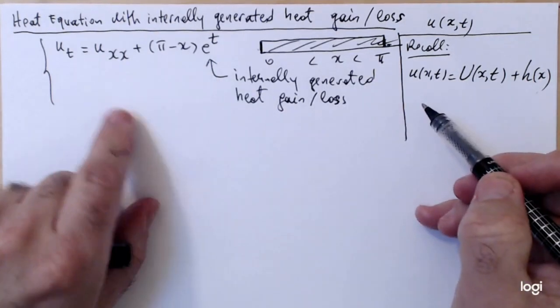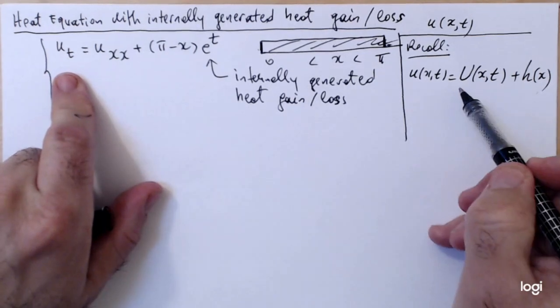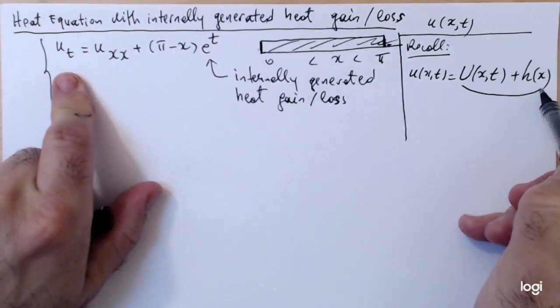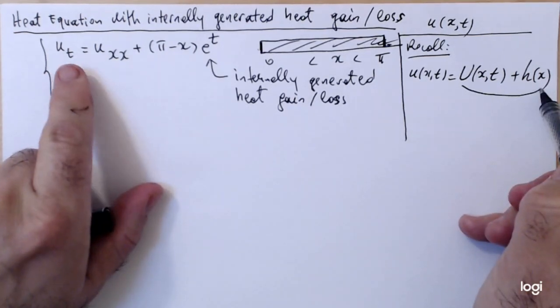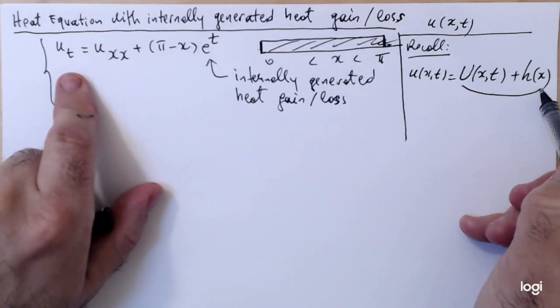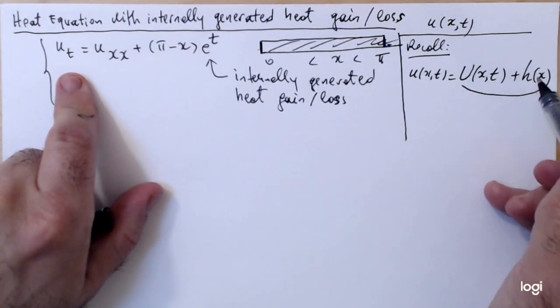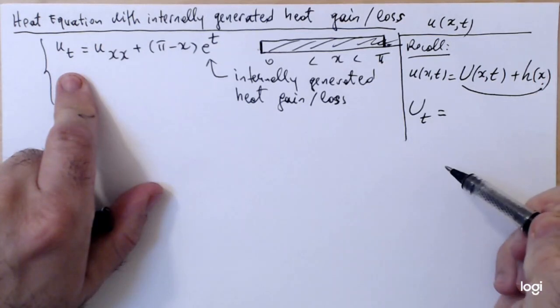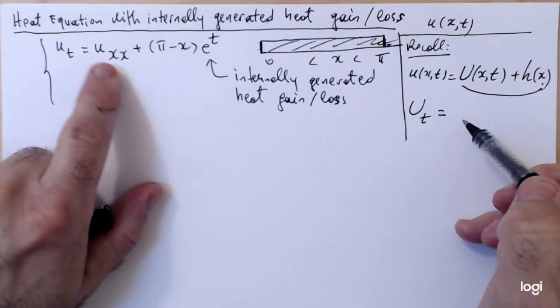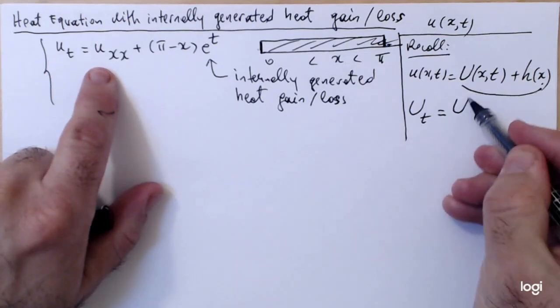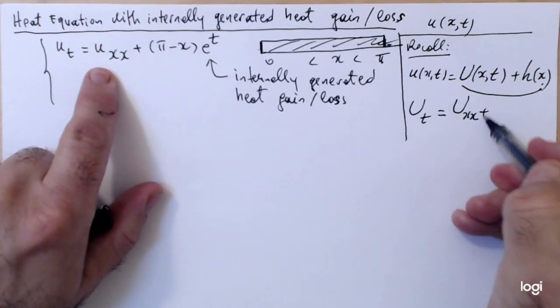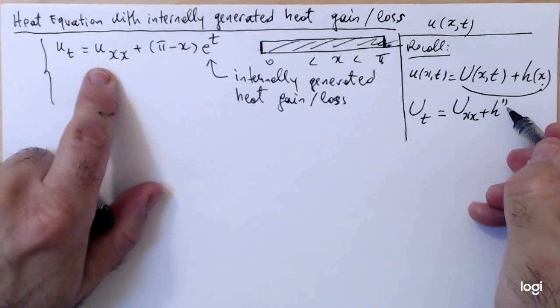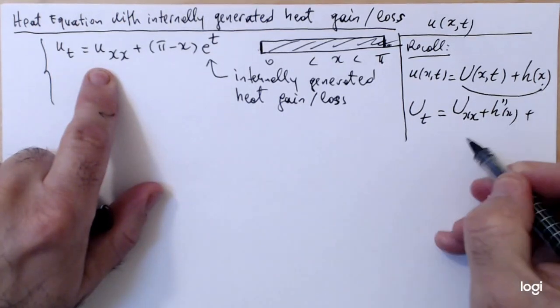So if that were the case, I mean, if I try to do the same thing here, if I plug in this quantity into the PDE, when I take partial t, h disappears, of course, and you have big U partial t. And on the right-hand side, little u_xx is going to be big U_xx plus h double prime of x plus the non-homogeneous term.